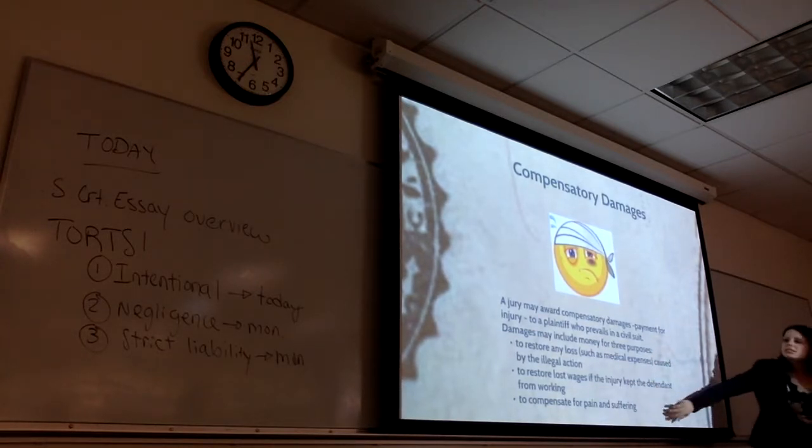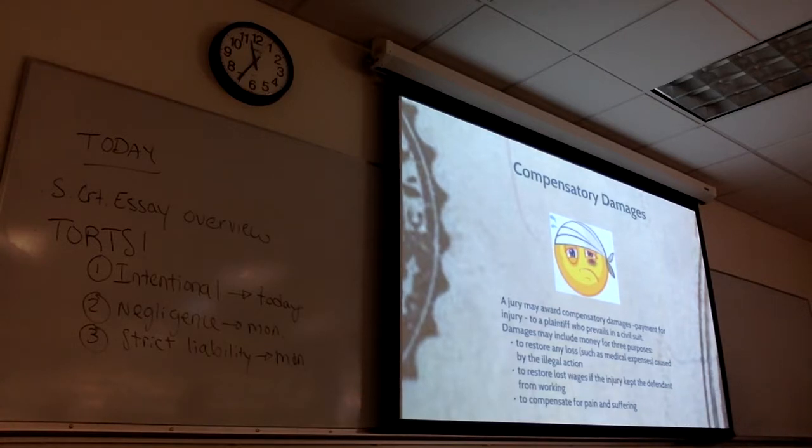Things like pain and suffering. This is one students get confused about. Pain and suffering is a compensatory damage. If you're out of work and you're in pain because someone crashed into you on the beltway for a whole week, that stinks, right? Like, that's not fair. You're in pain, you're uncomfortable. So we call pain and suffering a damage, a type of expense that you have. And again, to make you whole, we want to pay for that pain and suffering.